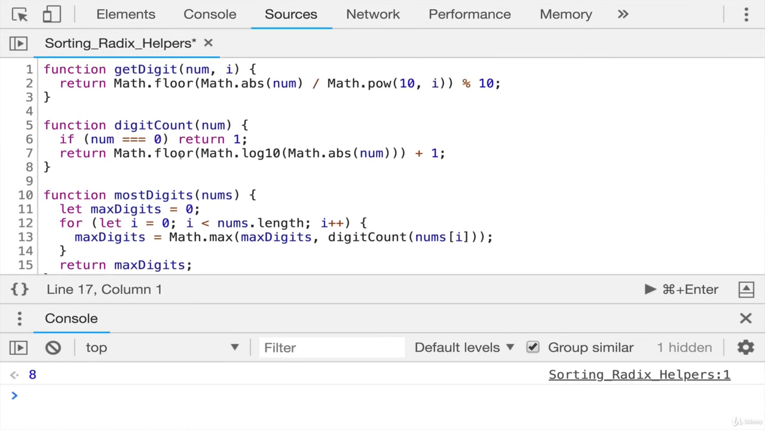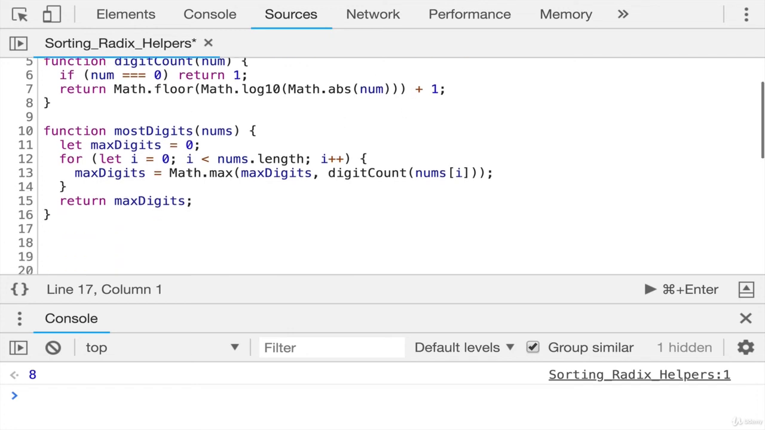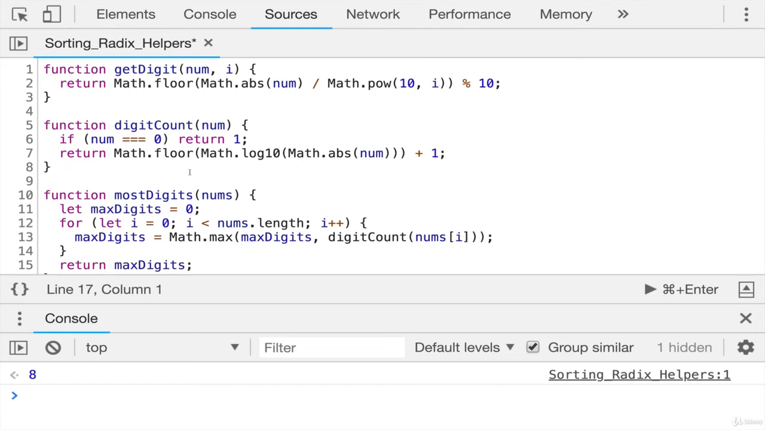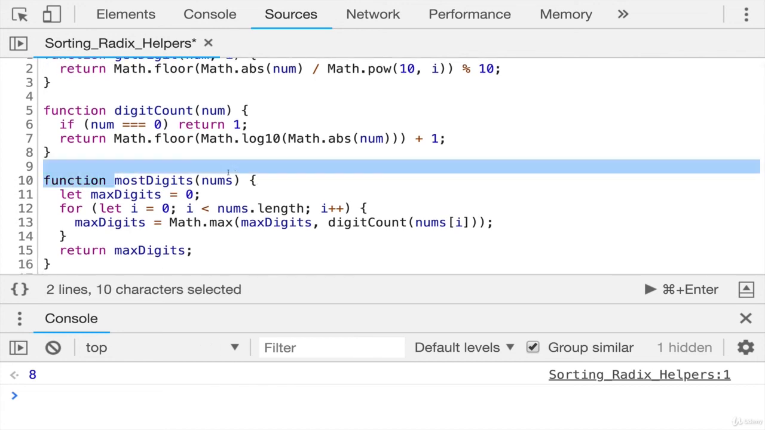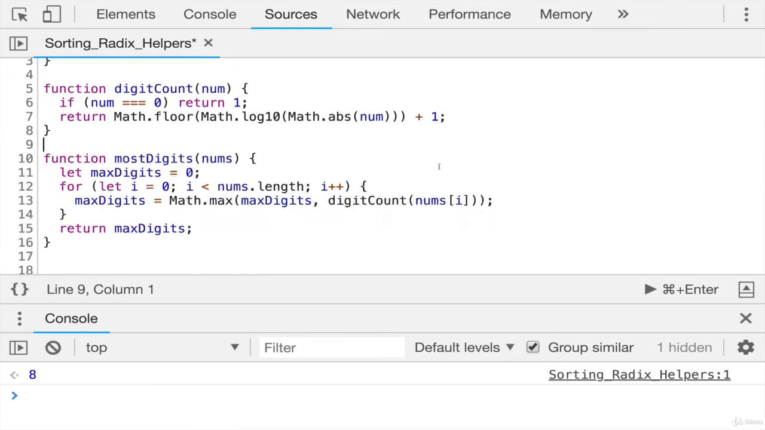Okay, so these are the helpers we need. And now in the next video, we can implement our Radix sort using these. And the logic isn't that bad once we have these done. We don't have to worry about recursion or any sort of crazy logic. We basically just loop over and split things into buckets and then join them together and do that X number of times, where X is the number with the most digits. Okay, see you then.